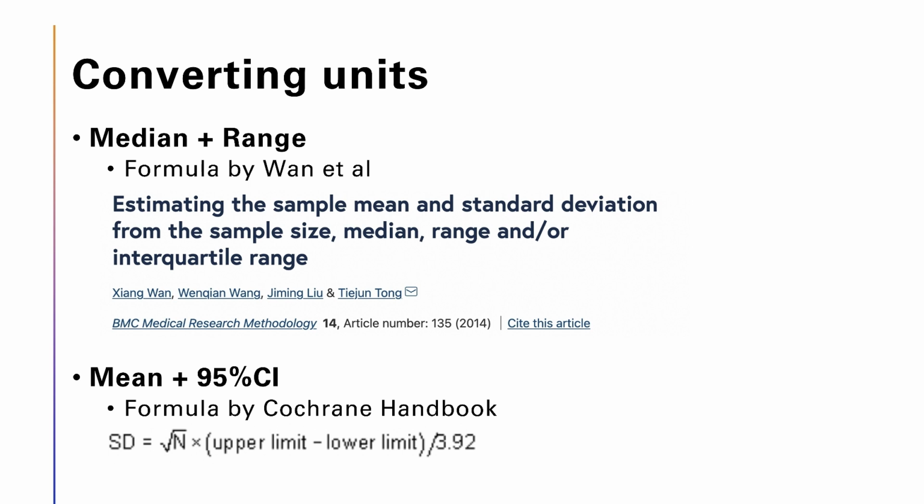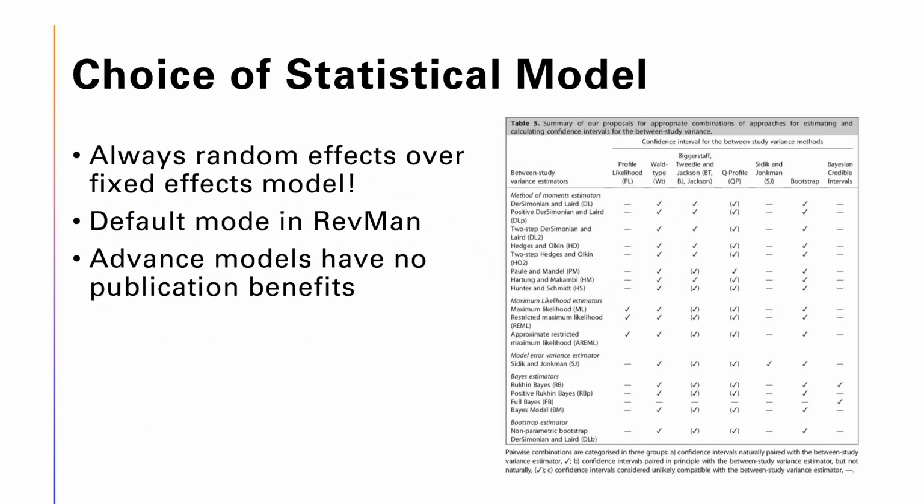When dealing with studies that report medians along with ranges or IQR, a suggested approach is to utilize the formulas outlined by Wan et al. These formulas provide an estimation of the mean and standard deviation, which can then be used in the meta-analysis. On the other hand, for studies reporting means along with confidence intervals, it is recommended to employ the formulas proposed in the Cochrane Handbook.